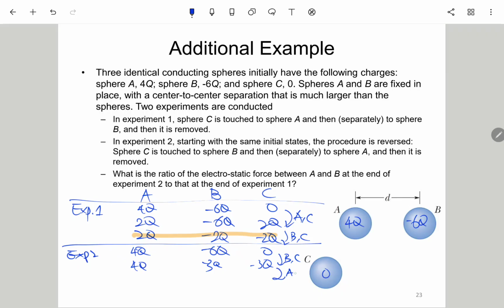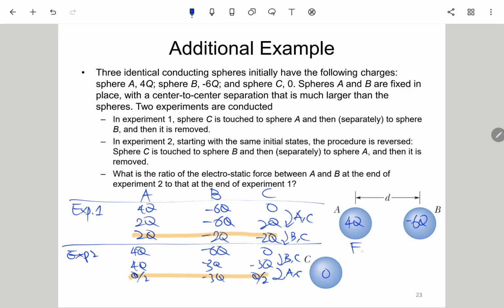The last step is A and C touching each other. A is 4Q, and C is negative 3Q. So 4Q minus 3Q is Q, divided by 2 is half of Q. So Q over 2, Q over 2, and negative 3Q for this one. So this is the final state.